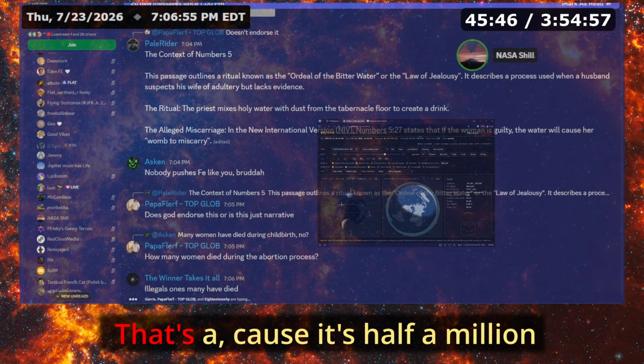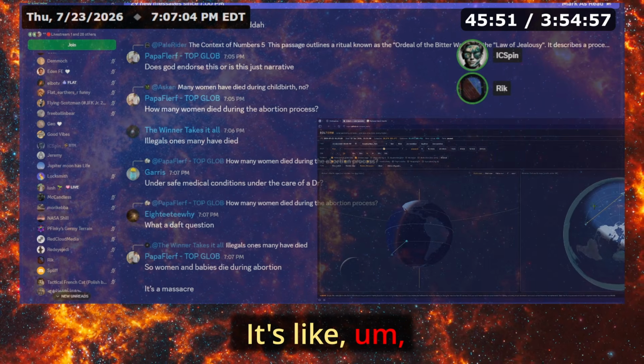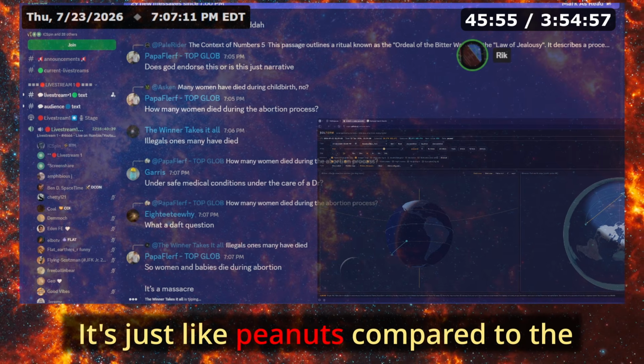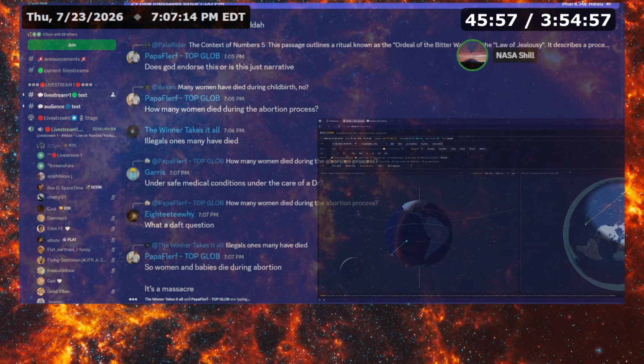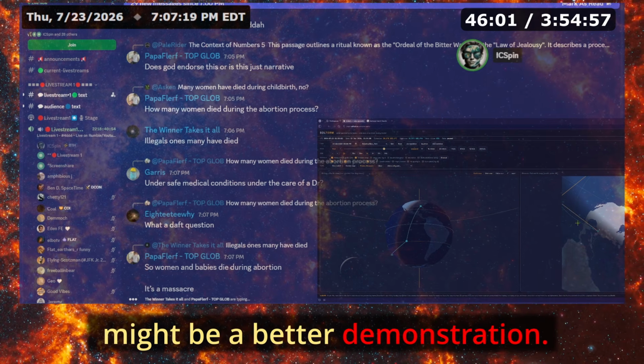It's far away. That's because it's 250,000 miles away. The distance to the shops is just like peanuts compared to the distance to the moon. Yes. All right. I'm sharing my screen now. It might be a better demonstration.